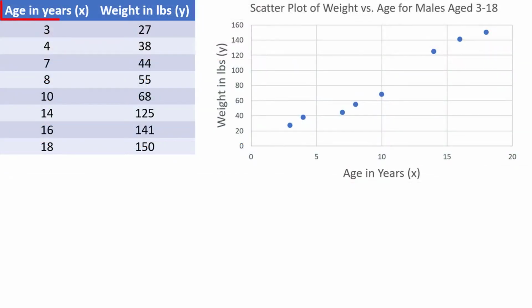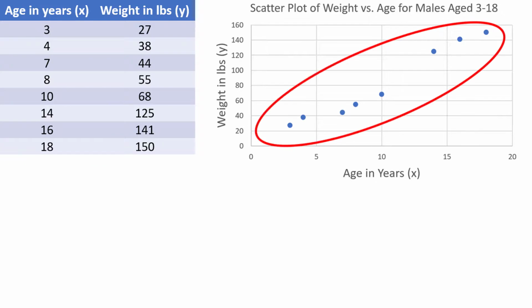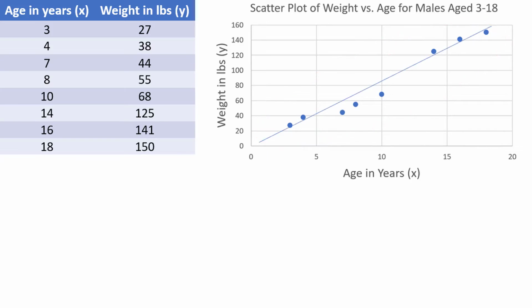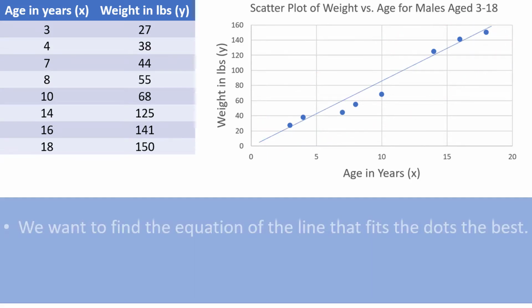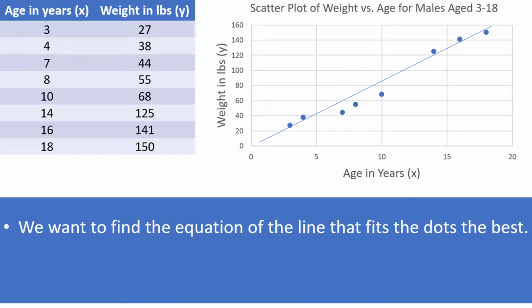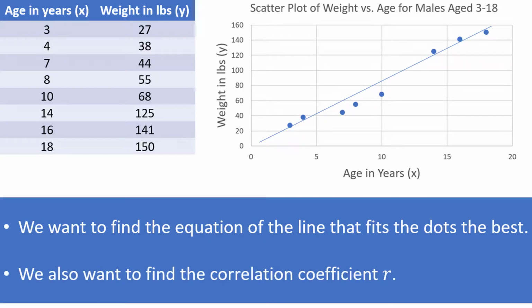Listed are the age in years and weight in pounds of 8 males ranging anywhere from age 3 to age 18. The scatterplot of the data shows a strong positive correlation. As age increases, weight also tends to increase, and a straight line fits the data quite well. Our goal is to find the equation of the line that fits the dots the best. We would also like to find the correlation coefficient R to determine how strong the linear correlation is. Let's head to the TI-84 calculator to find these values.